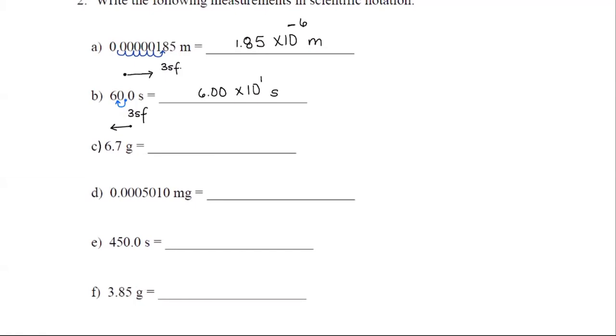So when it comes to 6.7, 6.7 already is a value that fits the rule of at least 1 and less than 10. So we are going to write it 6.7. To express this in scientific notation, we're going to do times 10 to the 0. Why? Because we didn't move the decimal place anywhere, and 10 to the 0 equals 1. Okay? And then we put the unit of grams.